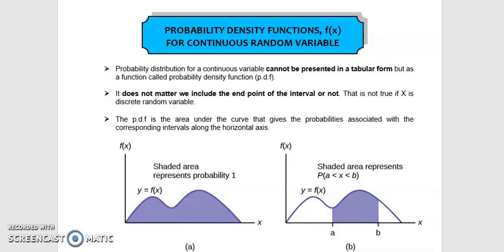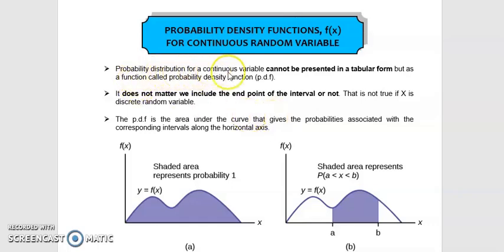Okay, in this video, we're going to continue with probability distribution for continuous random variable. Recall for discrete random variable, the probability distribution f(x), we call it the probability distribution function. But for continuous, we call f(x) the probability density function. Now let's look at some introduction.